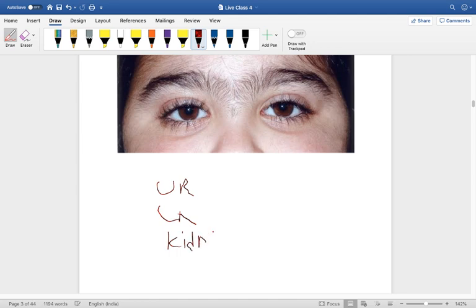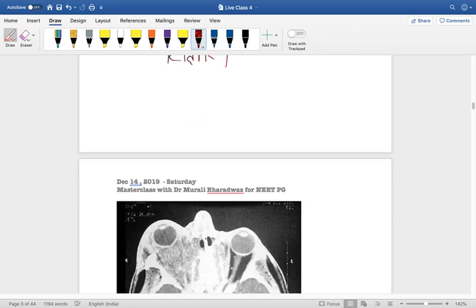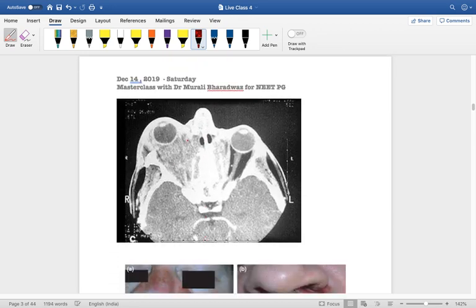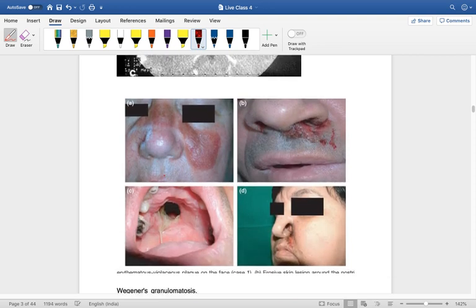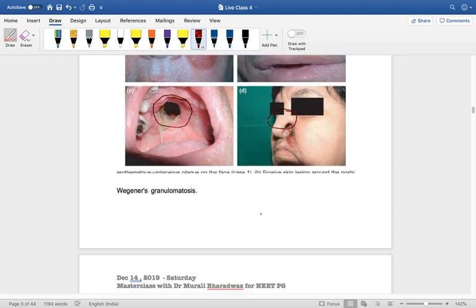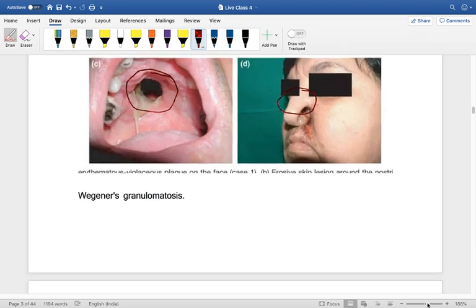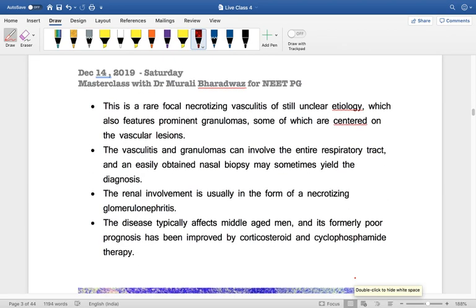Come on, doctor, tell me what is this vasculitis? This is involving the periorbital tissue. This is leading to perforation of the palate. This is causing the ischemic necrosis of the nasal bridge. Tell me this vasculitis, my dear countrymen. Wegener's granulomatosis is what you should remember.